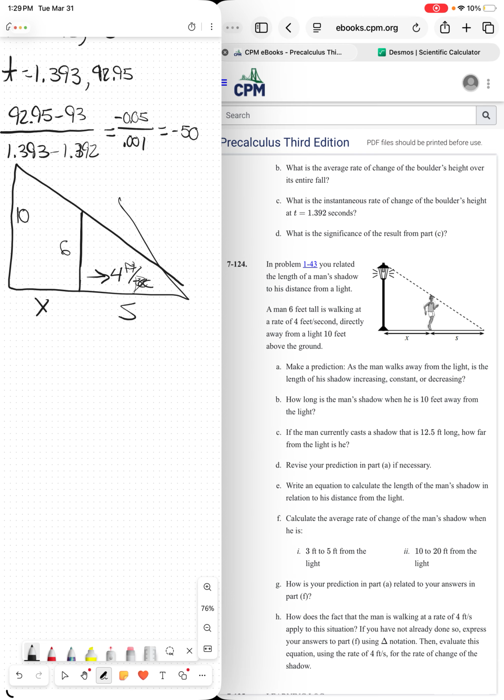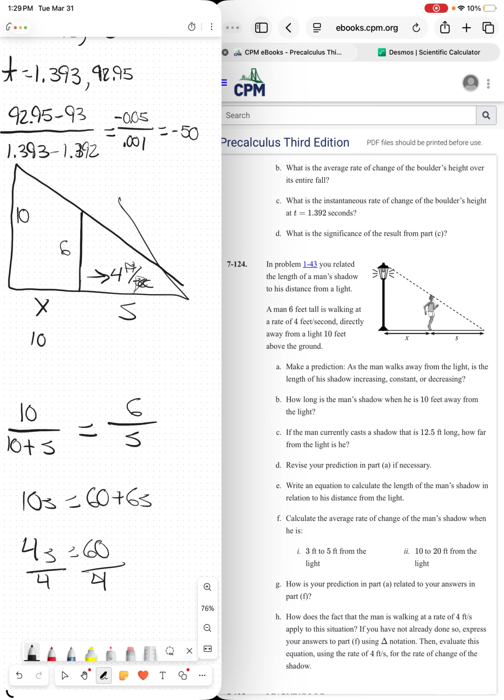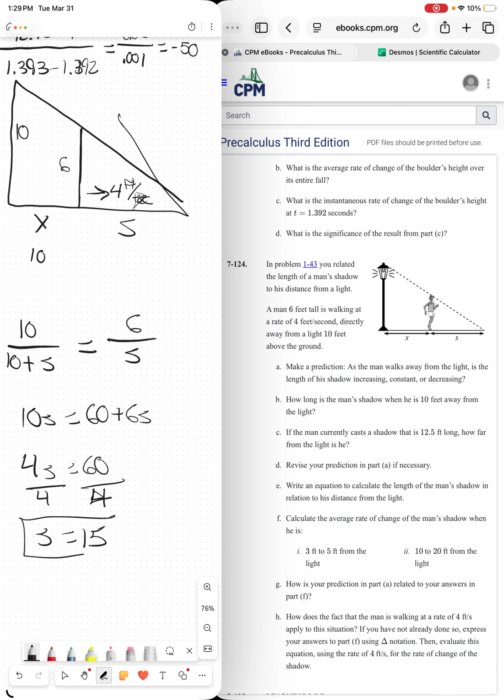How long is the man's shadow when he is 10 feet away from the light? So when X is 10, this is similar triangles. We have the big triangle, which is 10 over 10 plus S, or X plus S, and it equals the small triangle, 6 over S. And then we can solve this. So you got 10S equals 60 plus 6S. Then you have 4S equals 60 divided by 4, and S is 15. So his shadow is 15 feet long when he's 10 feet away.